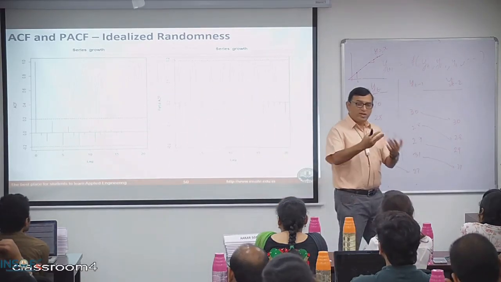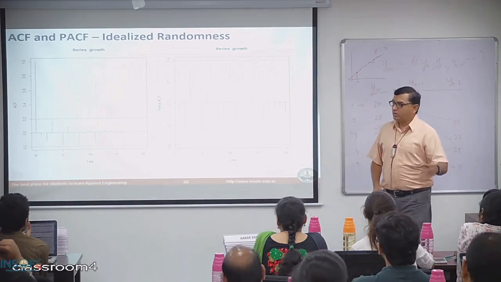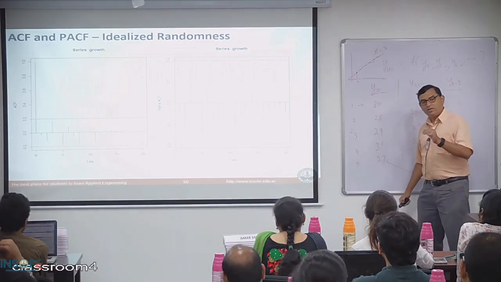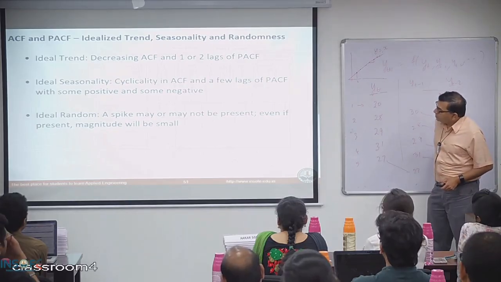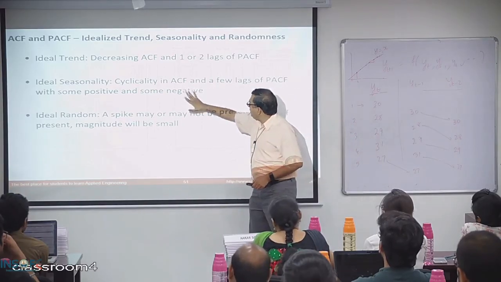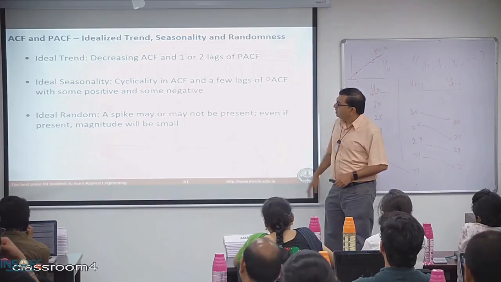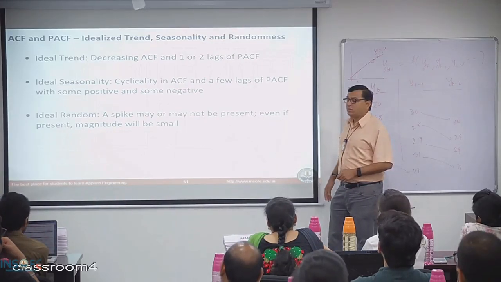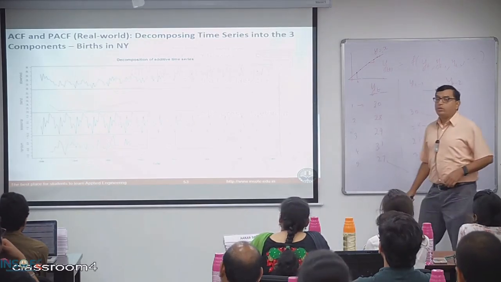So you can look at the graph and tell whether you're dealing with a random time series or a time series with some amount of linear determinants. So here is a summary. Ideal trend, ideal seasonality, cyclicality in ACF, and a few lags of PACF with some positive and some negative. And in ideal random, there are no values that are significant. Okay.